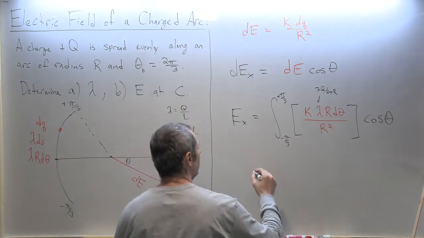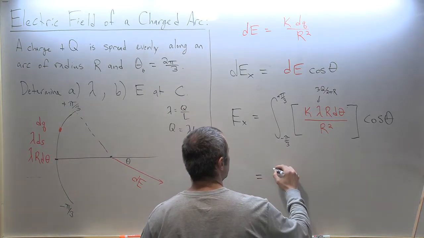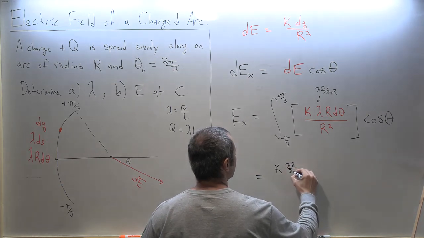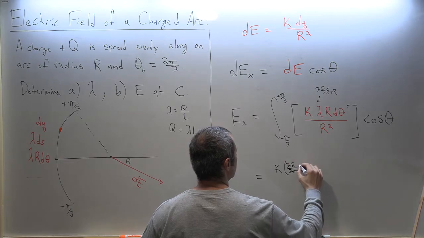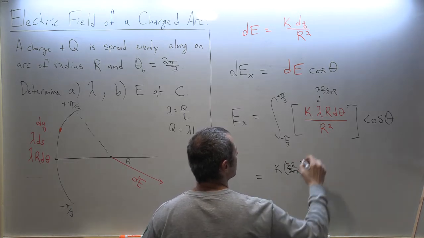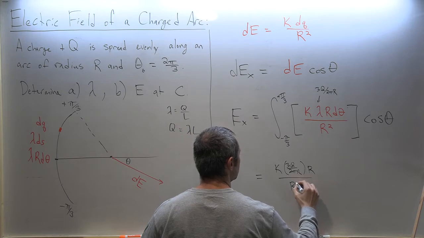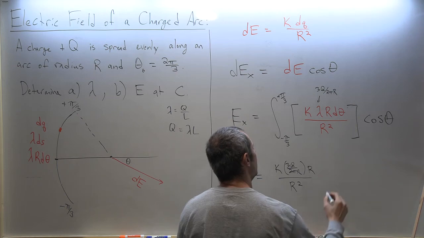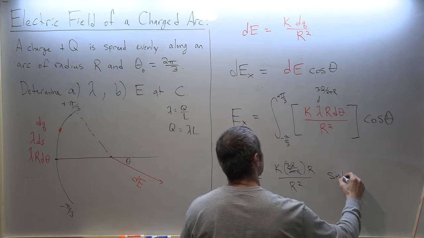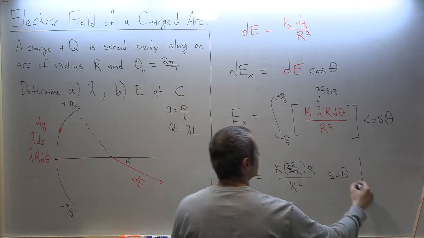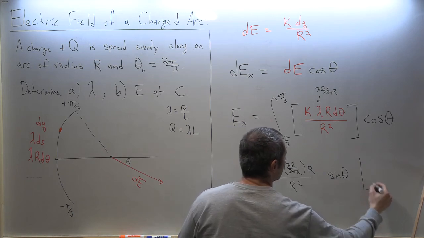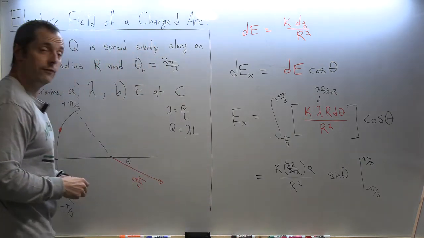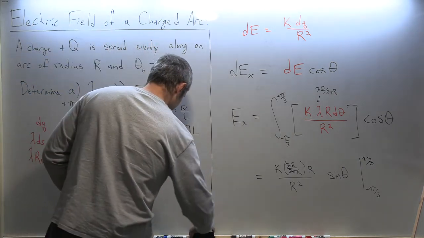So, I'll take all the constants out: k, 3q over 2 pi r, r over r squared. So that's all of these. And then the cos d theta integrates to sine, and my limits. All right, so I've integrated. Now I've got to plug in the limits.